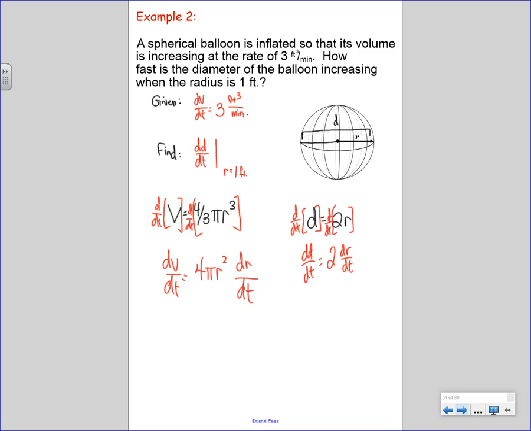So at the end of the day, if we want to plug in for dr/dt, we would need to divide by 2. We would have dV/dt equal to 4 pi r squared times 1/2. Now do I have it all ready just to plug and chug?